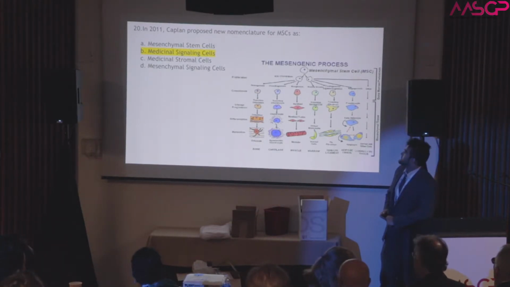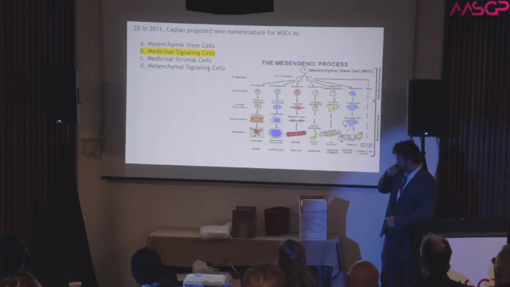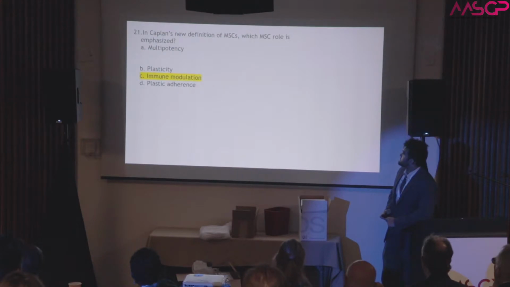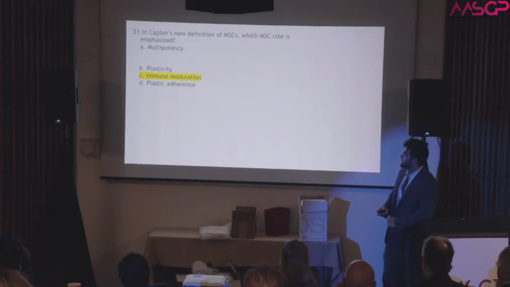Right, so now we're talking about MSCs. Kaplan is proposing they be called medicinal signaling cells versus medicinal stem cells, so this might be just a recall question that you might need to know. Immune modulation, correct. In the new definition of MSCs, the role that is emphasized is immune modulation. We're talking about cytokines, and about how T cells and natural killer cells are influenced. So it's going to be immune modulation. The other topics are things that have already been discussed heavily for stem cells.